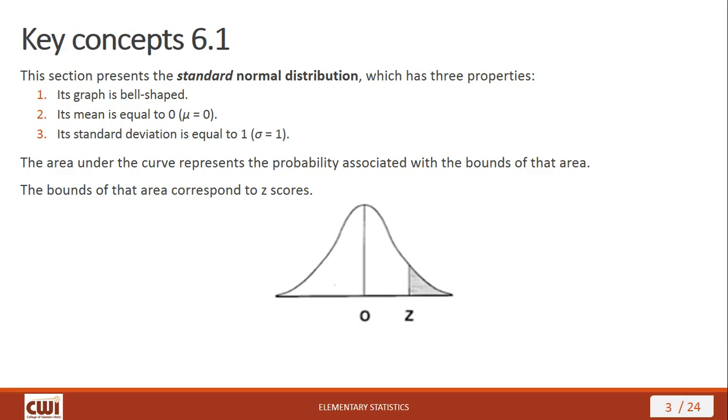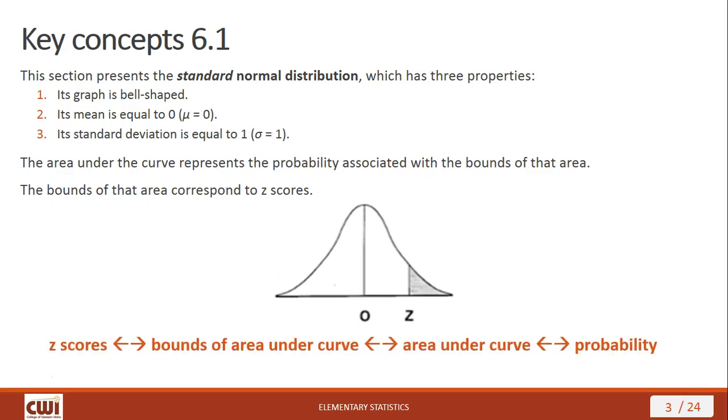It's also important to note that the area underneath the curve represents the probability associated with the bounds of that area. We'll get into that in more detail in the lecture. We'll also get into the fact that the bounds of that area correspond to z-scores. So, in essence, we have z-scores that lead us to the bounds of the area under the curve, which lead us to the area under the curve, which lead us to a probability. And we can actually go through that process in reverse. We can start with a probability, which gives us a certain area under the curve. That area under the curve has a bound to it, and those boundaries are z-scores.